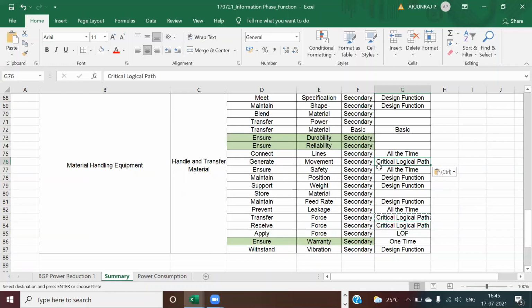Similarly, why generate movement? Is it to transfer the material? Yes. Or when I'm transferring material, yeah. Okay, this can also be the design function. Okay, see, durability can be an all time function, and durability can also be a one time design function.